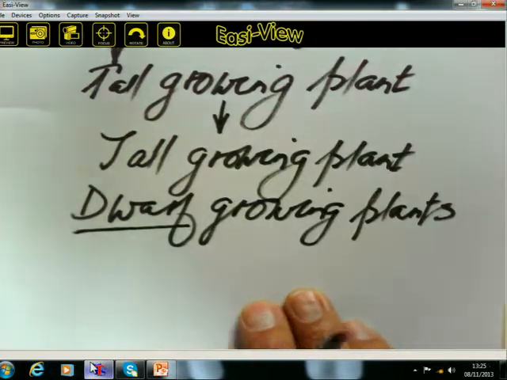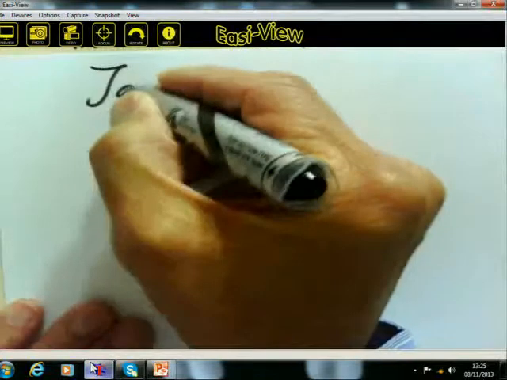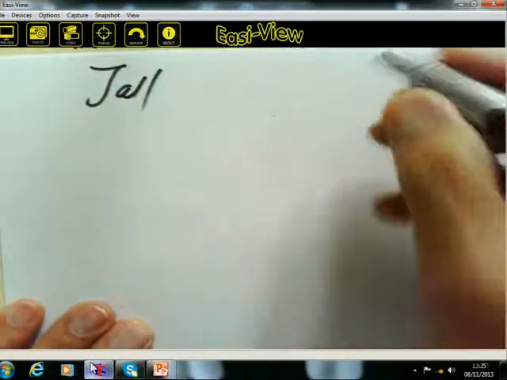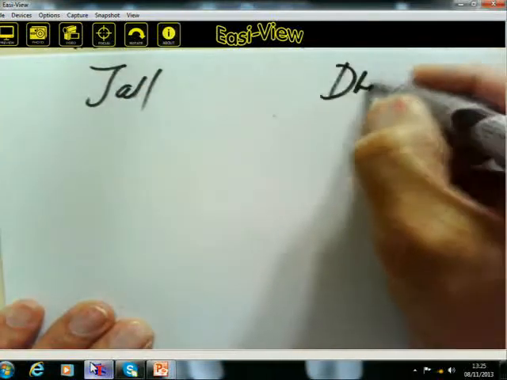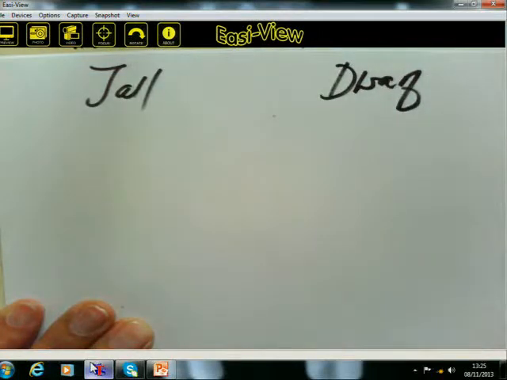Now, if we go along and we say the following, then I must say to you that this characteristic of being tall, the characteristic of being dwarf or short, bear in mind that's the phenotypic appearance of the tall growing plant and the dwarfish plant. That's the phenotype. I can see that they either grow tall or they grow short or dwarfish.